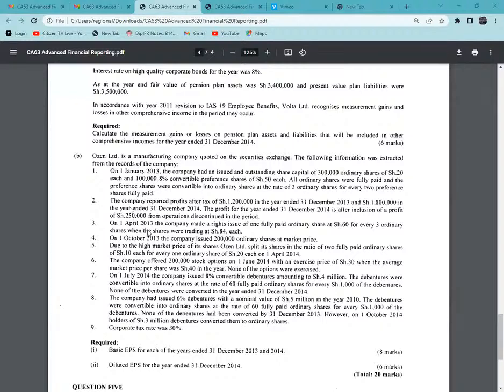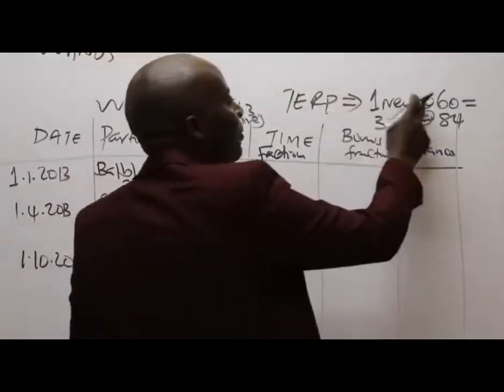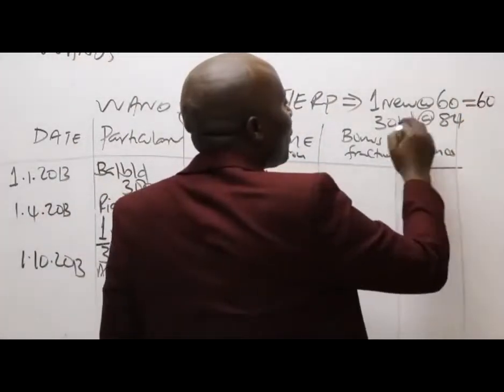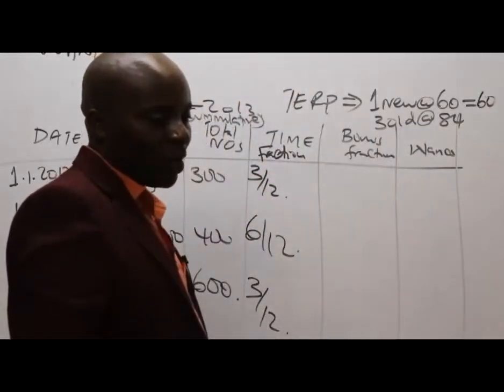We are told here on 1st April of 2013, the company made a rights issue of 1 fully paid ordinary share at 60 for every 3 ordinary shares at 84, like that. Thank you so much. So ladies and gentlemen, then could you kindly give me this figure? So 1 times 60 gives me 60. 3 times 84 gives me how much?